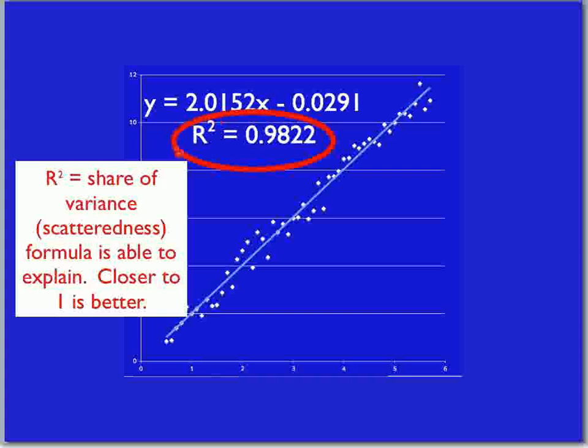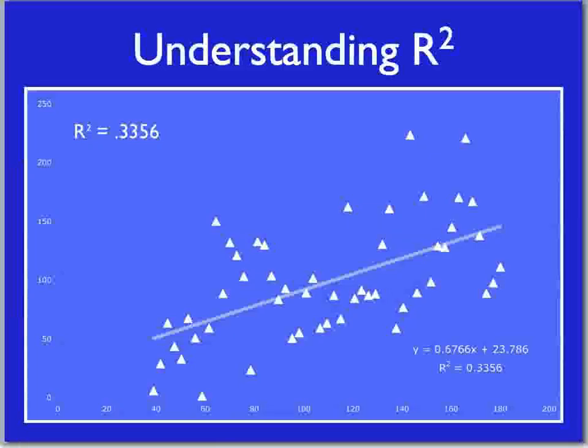R-squared refers to the share of variance, a technical term just meaning the scatteredness, how close the line is to all of the data points. The closer it is to 1, the better. So let's just try to make sure we understand r-squared, the notion of how good the fit in a linear regression is, by looking at a couple of examples. Here's the line. We said, hey computer, get me a line that fits these data points. That's the line it came up with.